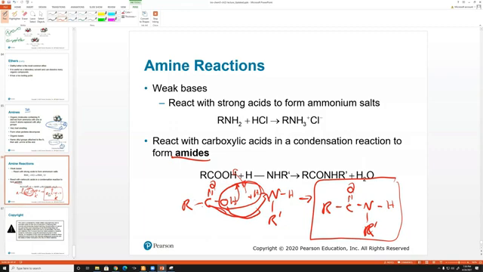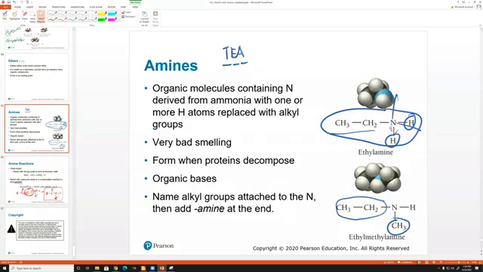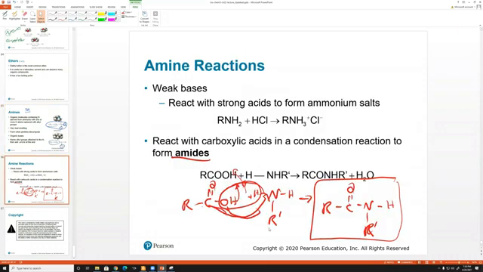Okay. So I would say don't worry about naming amides or anything. Just worry about naming the amines for the nitrogen-containing functional groups. Okay, so that wraps it up for that, and we'll stop the recording here.